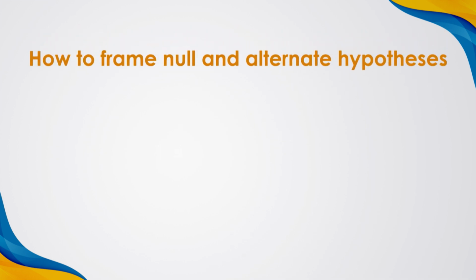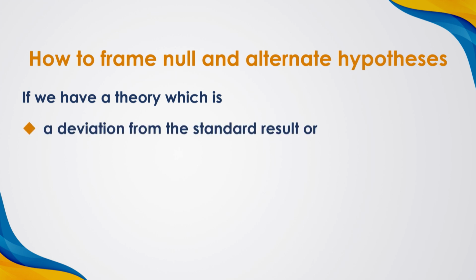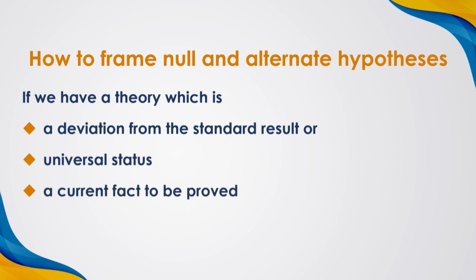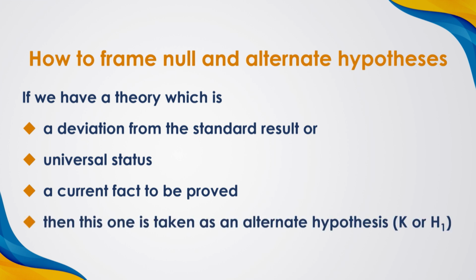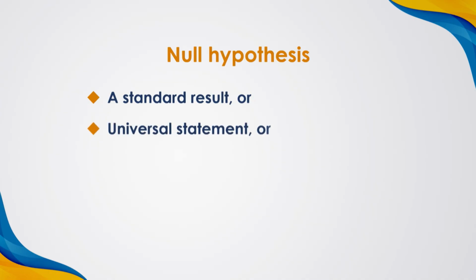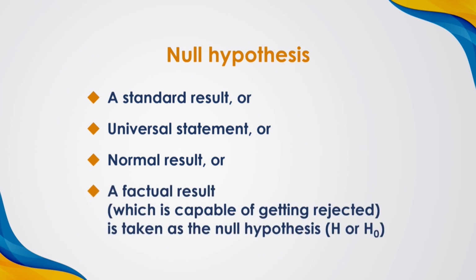How to frame null and alternate hypothesis? If we have a theory which is a deviation from the standard result or universal status, a current fact to be proved, then this one is taken as the alternate hypothesis. We denote it by H1 or K. Null hypothesis: a standard result or universal statement or normal result or a factual result which is capable of getting rejected is taken as the null hypothesis. We denote it by H or H0.